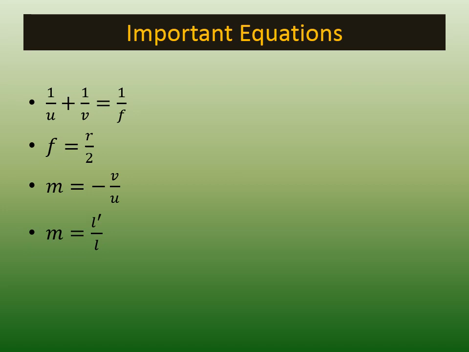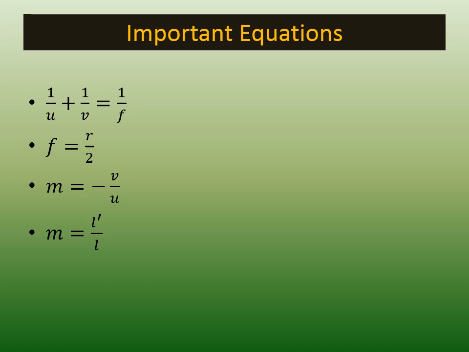You have to keep in your mind that v means the distance of the image from the pole of the mirror, and u means the distance of the object from the pole of the mirror. L prime means the length of the image, l means the length of the object. So these two equations are very important.